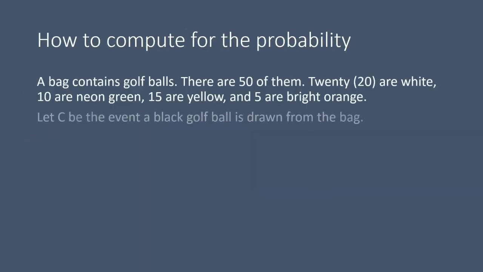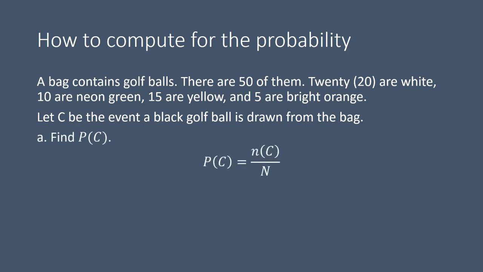How about this? Let C be the event a black golf ball is drawn from the bag. Find P of C. P of C is equal to how often you see a black ball in the bag. Well, you have no black ball in the bag. So it's 0. 0 over 50, which is equal to 0. So the probability of getting a black ball from this bag is 0. It is an impossible event because you have no black balls in the bag.